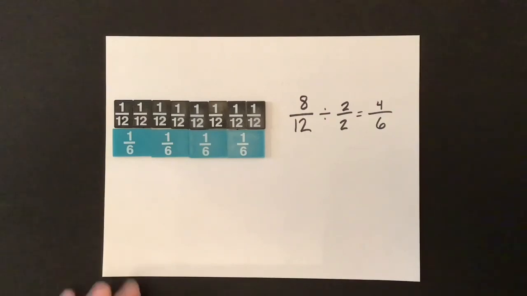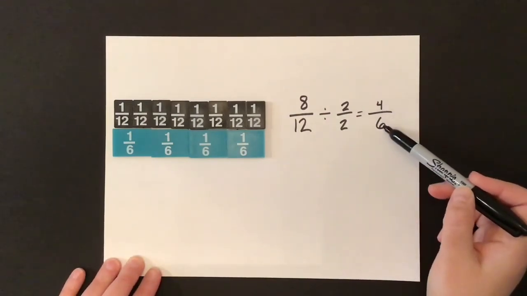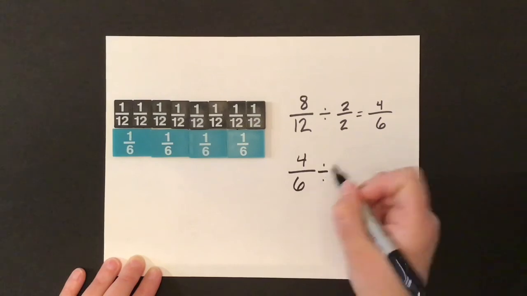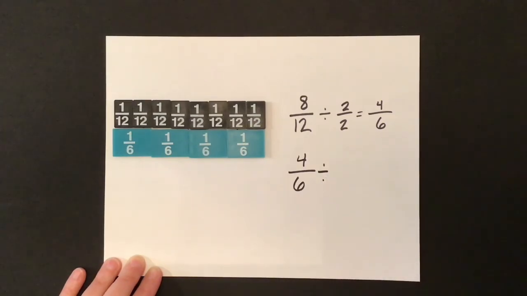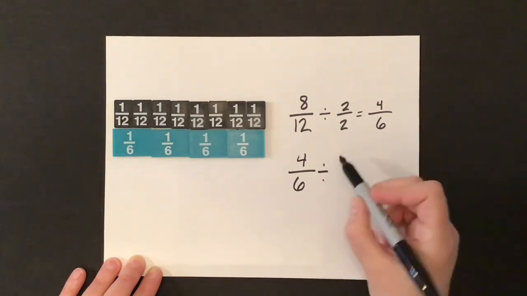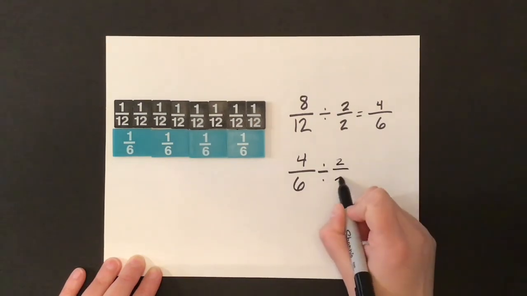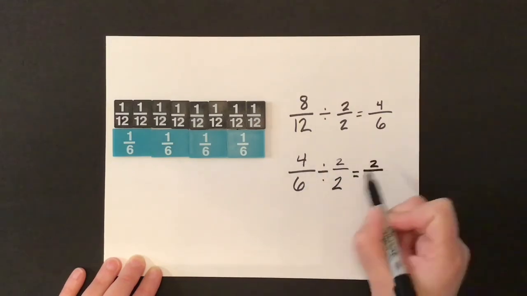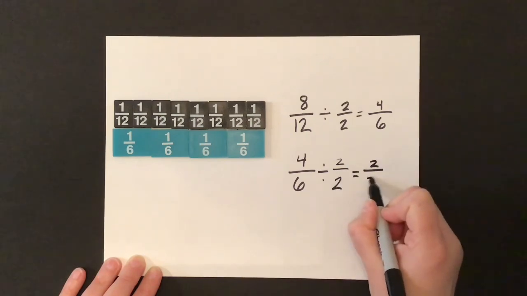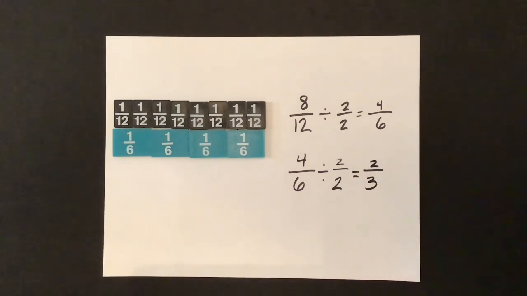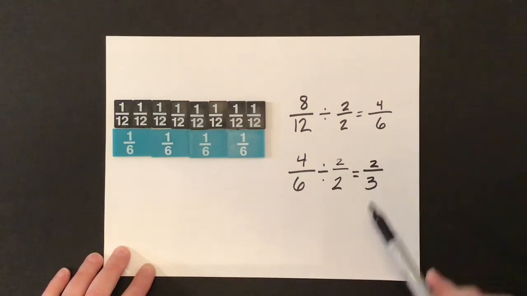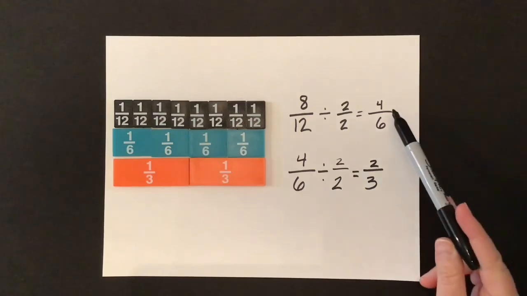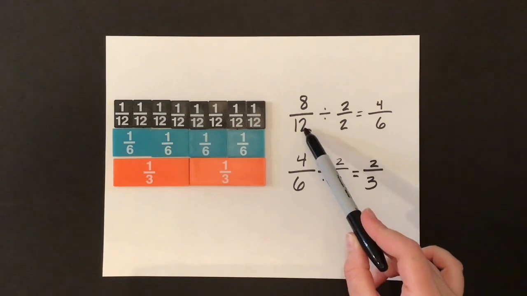Do you notice that the 4 and the 6 are both even numbers? Could we find another equivalent fraction by taking 4/6 and dividing it by 2 halves again? 4 divided by 2 equals 2. 6 divided by 2 equals 3. So we end up with 2/3. All right, that's interesting. So 2/3, 4/6, and 8/12 are all equivalent.